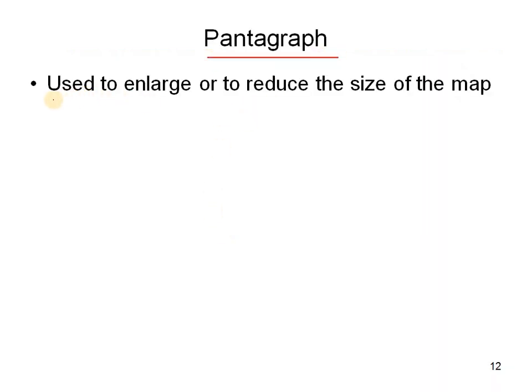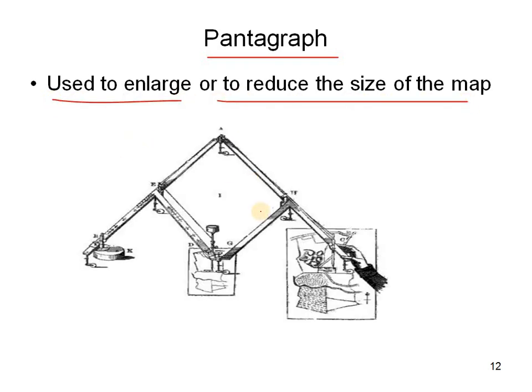And the next one is pantograph. Pantograph is used to enlarge or reduce the size of the map. So this is a pantograph instrument. It will be used for contour maps. With the help of the pantograph we can reduce or increase the size of the maps. By that we can identify clearly in the maps the points and areas.